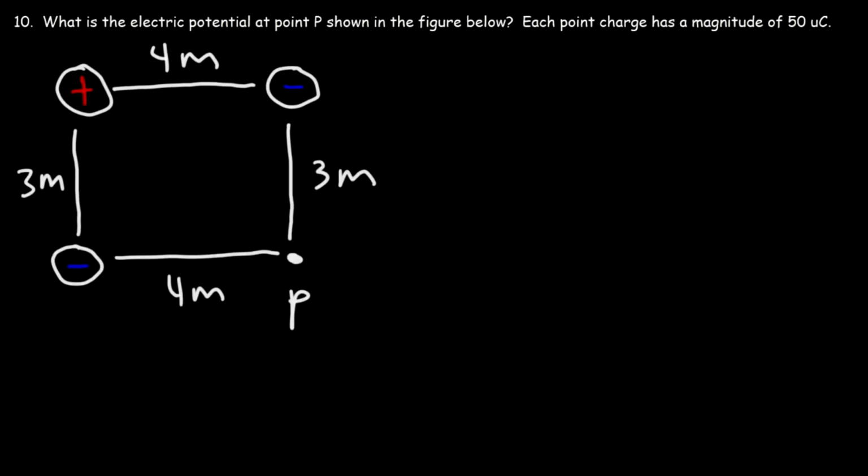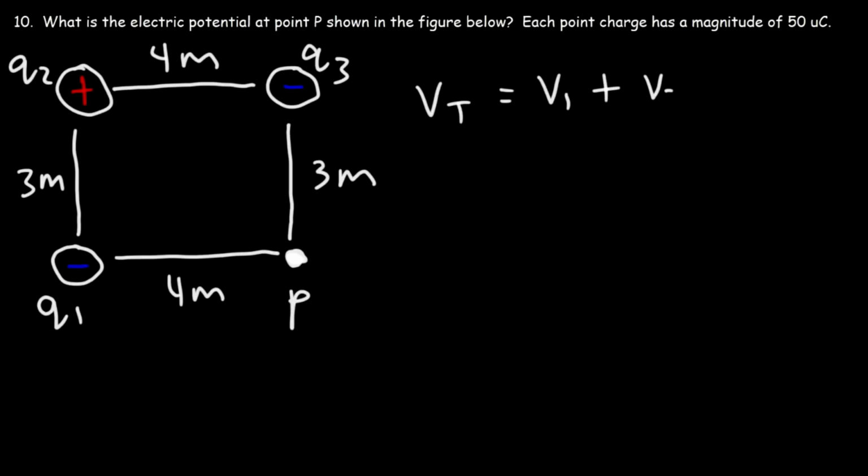Number 10. What is the electric potential at point P shown in the figure below? And we're told that each point charge has a magnitude of 50 microcoulombs. So how can we answer this free response problem? Well, first, let's call this Q1, Q2, and Q3. So what we need to understand is that every single point charge will create its own electric potential at point P. So the total electric potential at point P is the sum of the individual electric potentials created by each point charge.